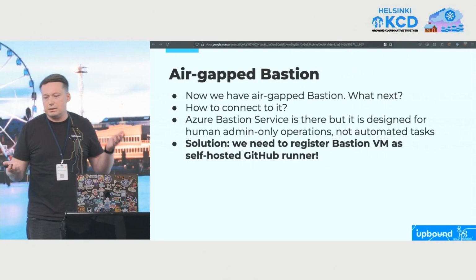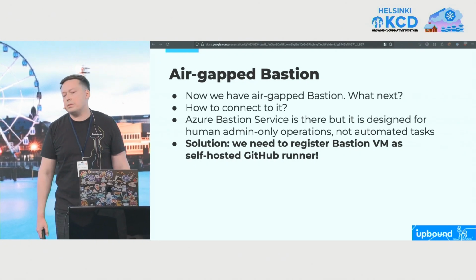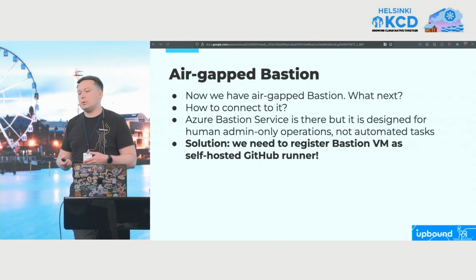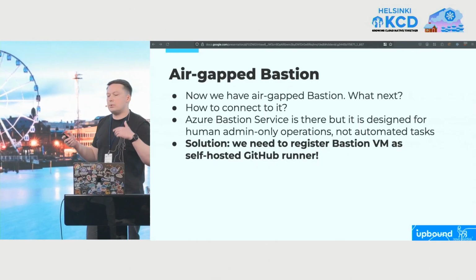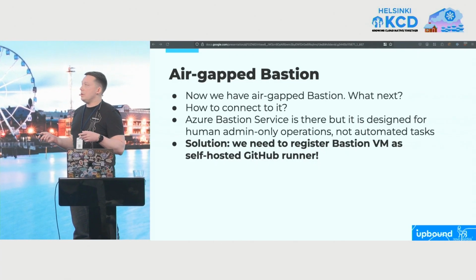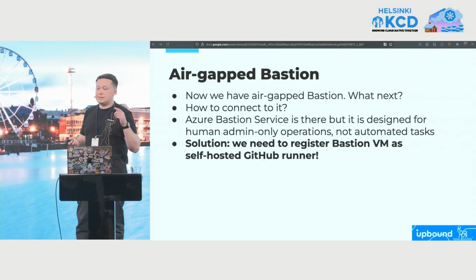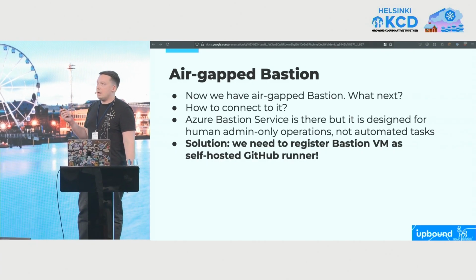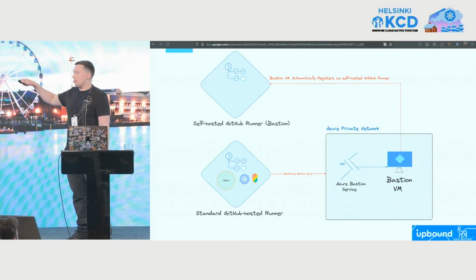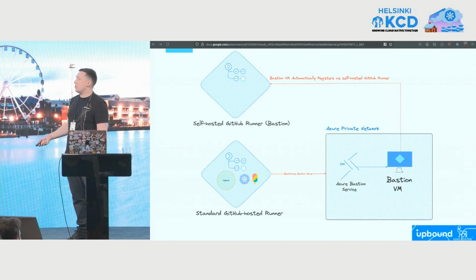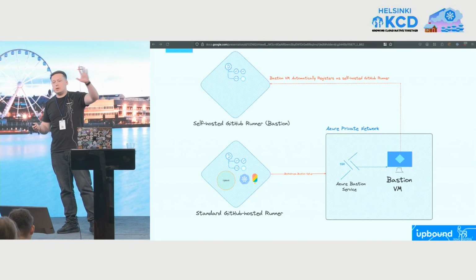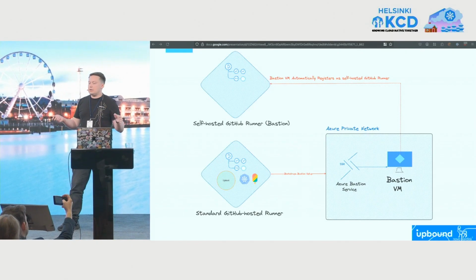It's kind of air-gapped Bastion, but how to use it, right? It's air-gapped again. So the similar problems that we discussed before, we do not have any convenient way to connect to it. Bastion service is there, but it's only for admin-like emergency situations only. So solution is actually to register Bastion VM as self-hosted GitHub runner. So when we deploy on the first stage this X-Bastion abstraction, it encapsulates the logic to register in automated way the Bastion VM with your GitHub actions.